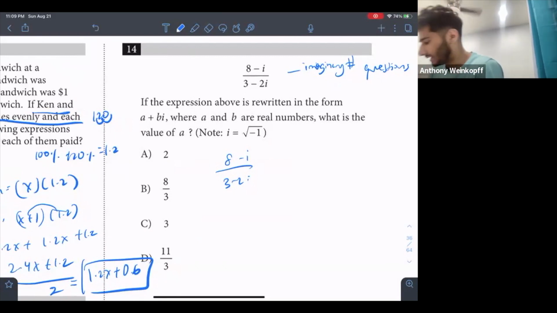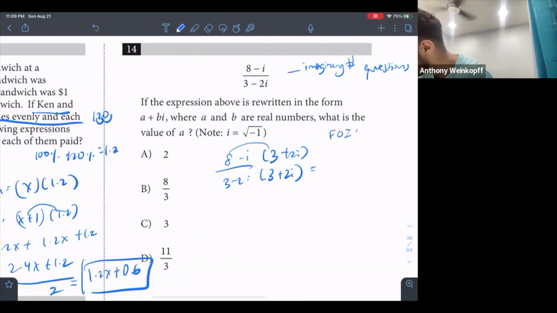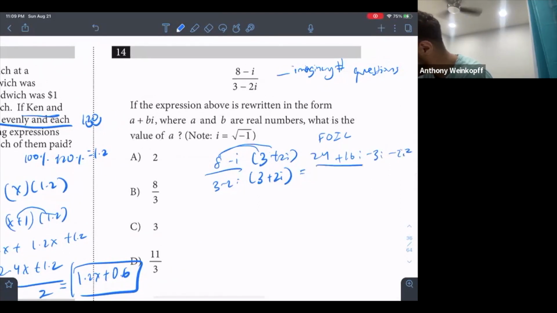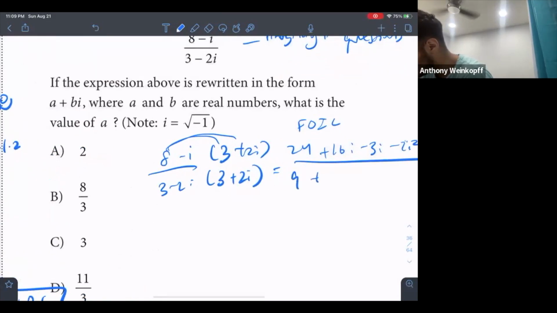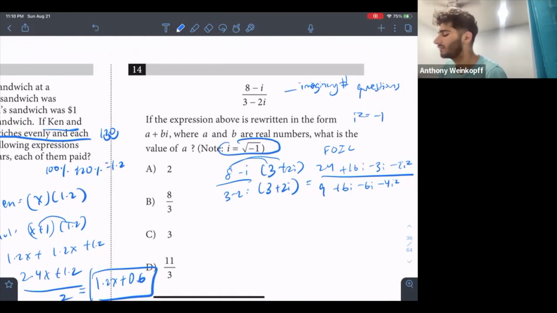So what you would have to do is rationalize, meaning that you would multiply the top and bottom by the opposite sign of the denominator. Since the denominator is 3 minus 2i, you would multiply top and bottom by 3 plus 2i. So then you would do FOIL again. 8 times 3 is 24, and then 16i minus 3i minus 2i squared over this. So this would be 9 plus 6i minus 6i minus 4i squared. And you know that i squared is equal to negative 1 because i is the radical of negative 1.